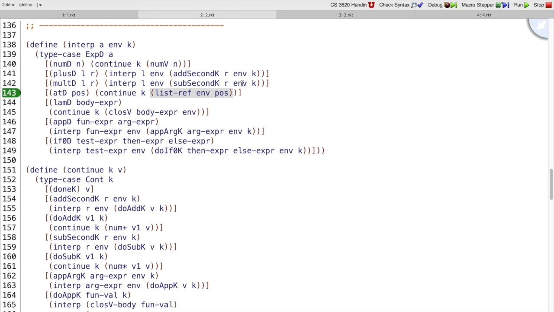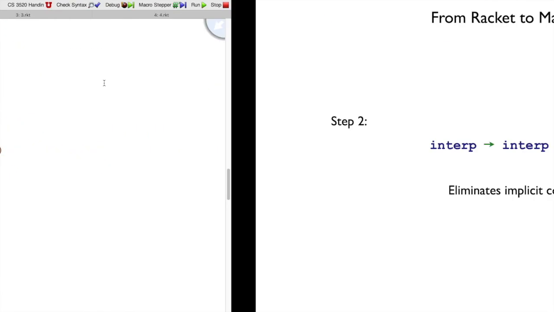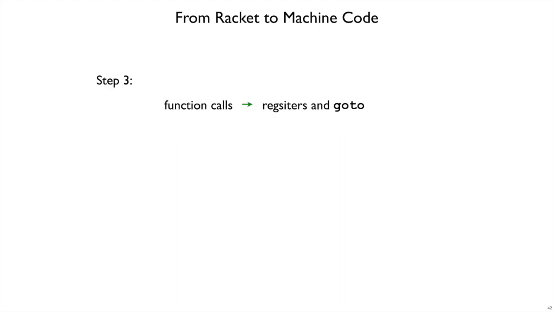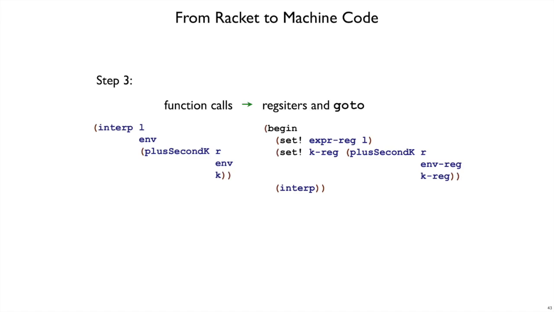Now, even though we're not relying on nested recursive calls anymore, we are still relying on Plait's ability to call functions. If you're at the machine level abstraction, you don't get function calls in that sense. All you get is go to. You can just jump to some other piece of code. And we also have some registers that we can put values in. So that's what we're going to do next.